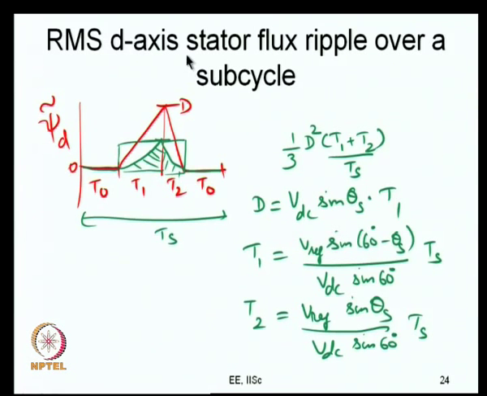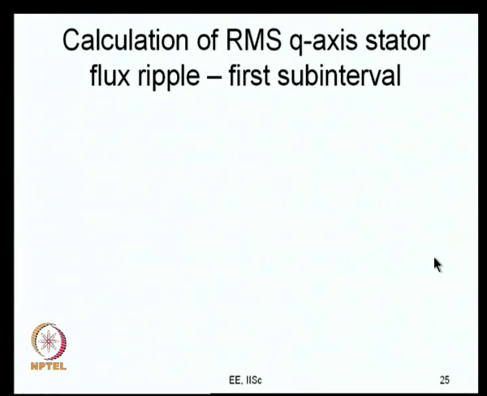So, this is the RMS d axis state of flux ripple. The RMS q axis current ripple is a little more complex, but let us not worry, we will do that. Once again, you will see that the RMS q axis current ripple also turns out to be a function of V reference, theta s and Ts. So, let us just get started now.